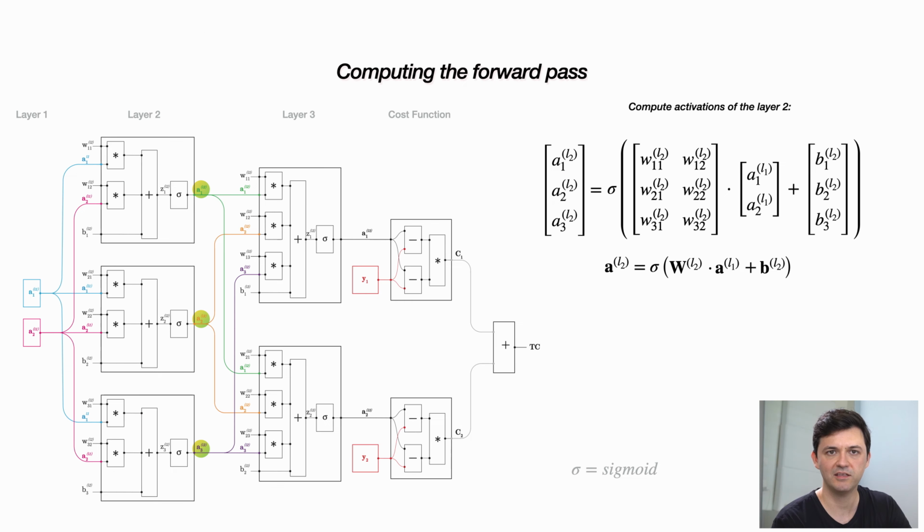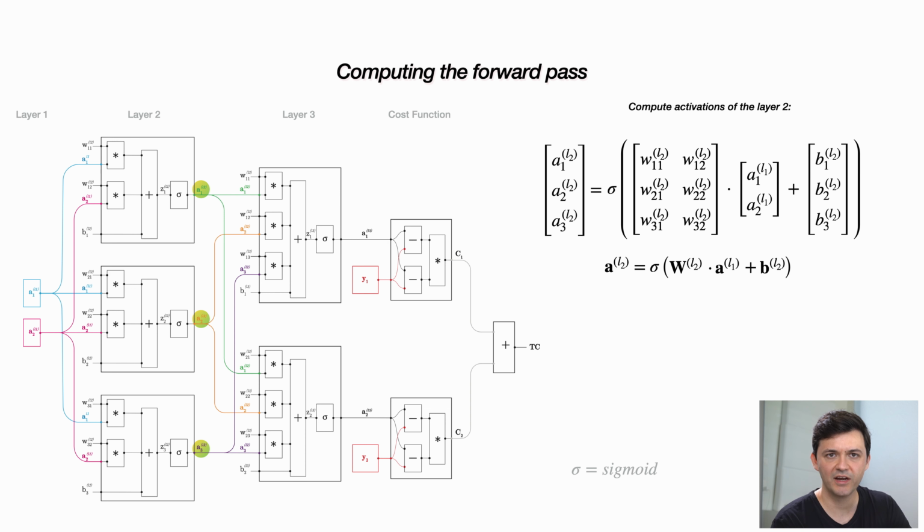In lecture 8, we encoded a neural network using vectors and matrices. We used operations defined on vectors and matrices to compute the forward and the backward pass. As you can see on the slide, to compute all the activations of layer 2 at once, we applied the sigmoid activation to the matrix product of all the weights of layer 2 with all the activations of layer 1, to which we then added all the biases of layer 2. This made the formulas much more concise and elegant.